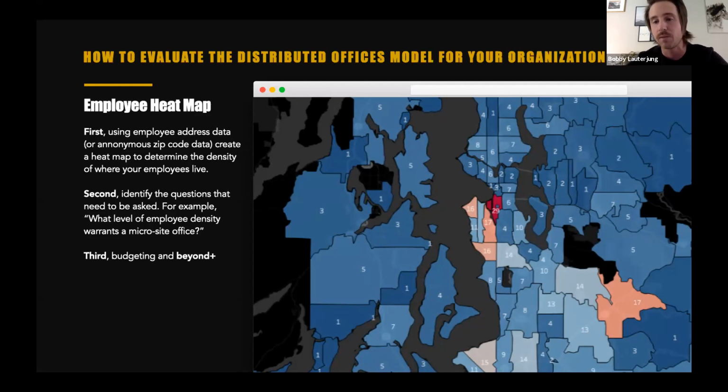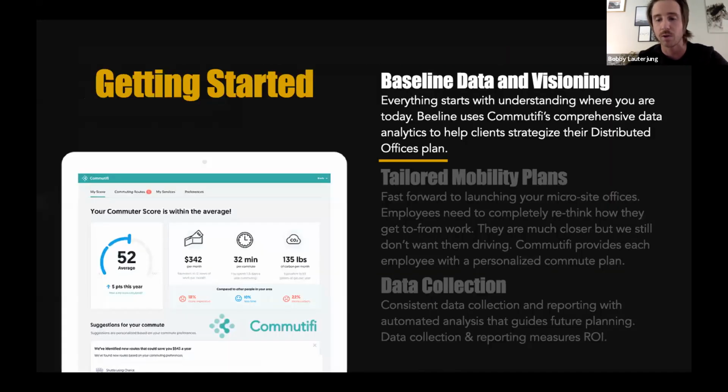This brief employee heat mapping will allow you to very quickly identify where there is enough density to potentially support these offices. What's going to be really important is going through the suite of questions that Michael outlined in his presentation with the C-suite leadership team to make sure that everybody is aligned with what this model needs to look like in order for it to work for your organization.